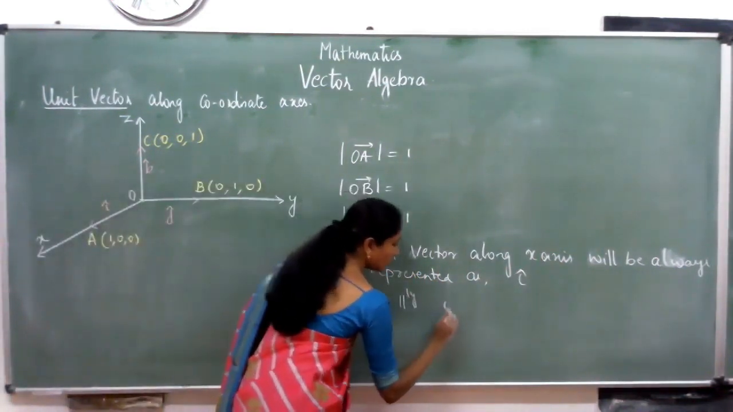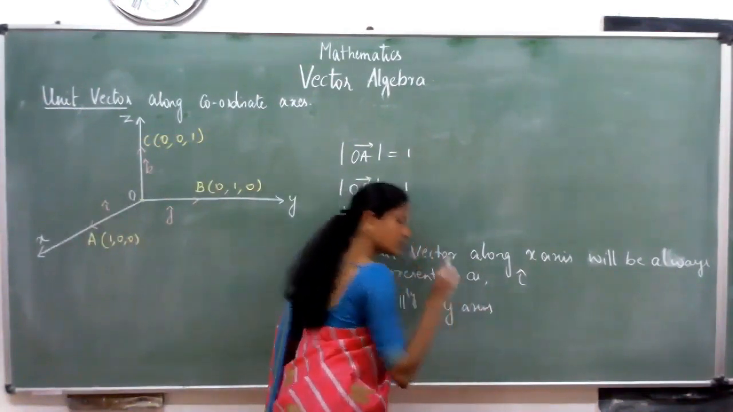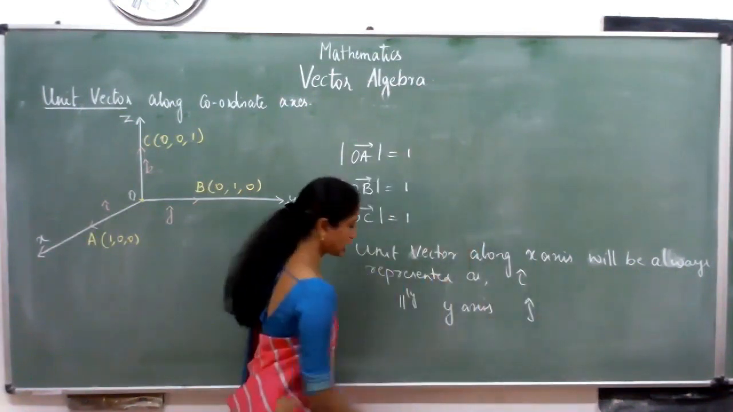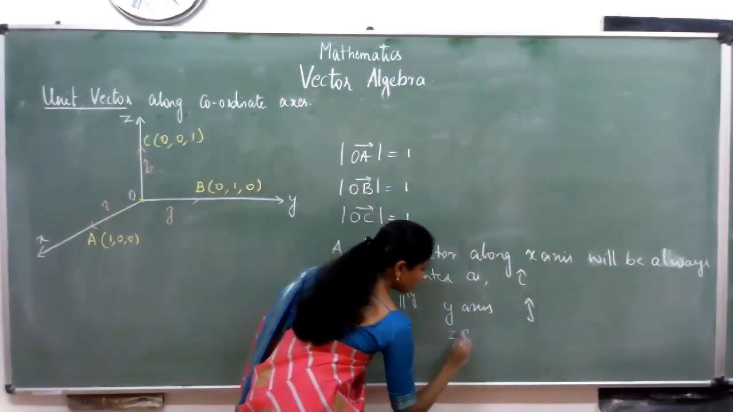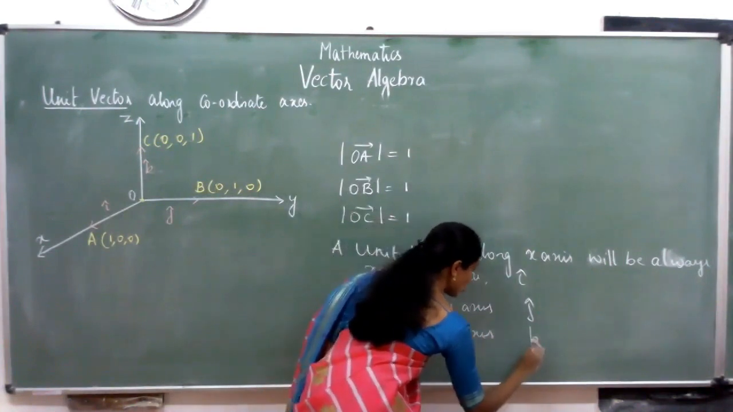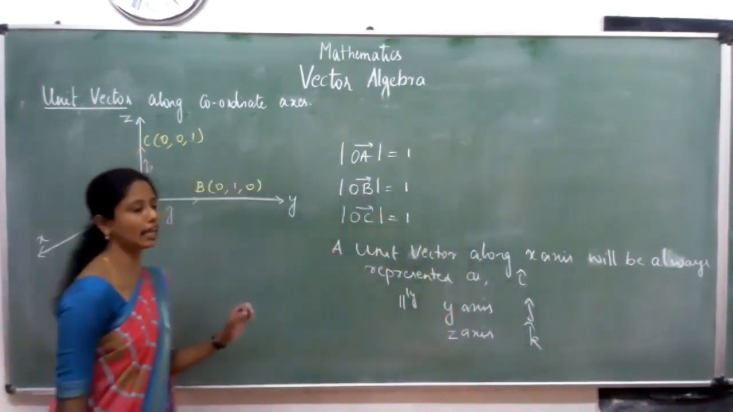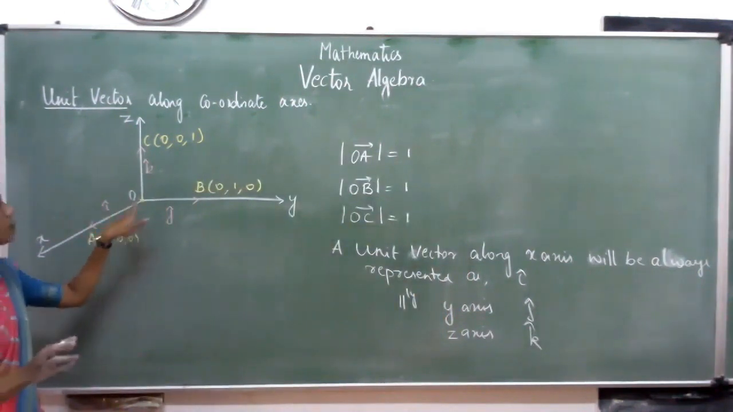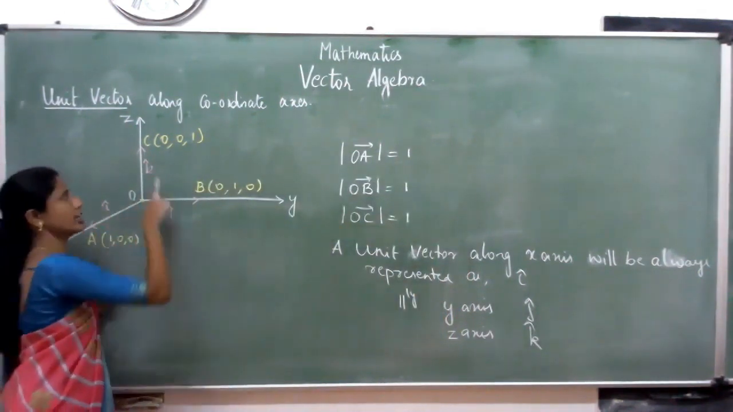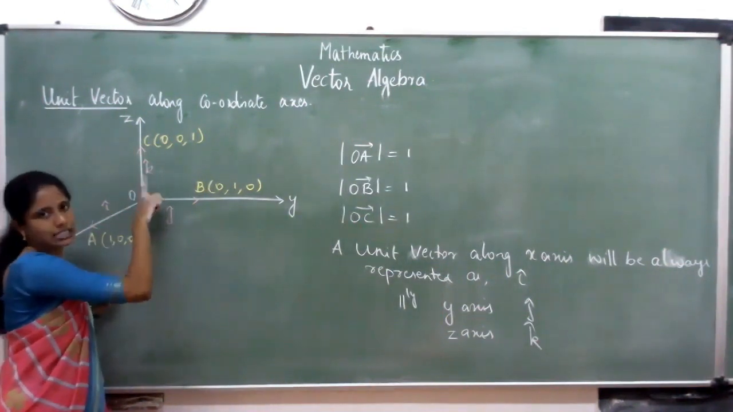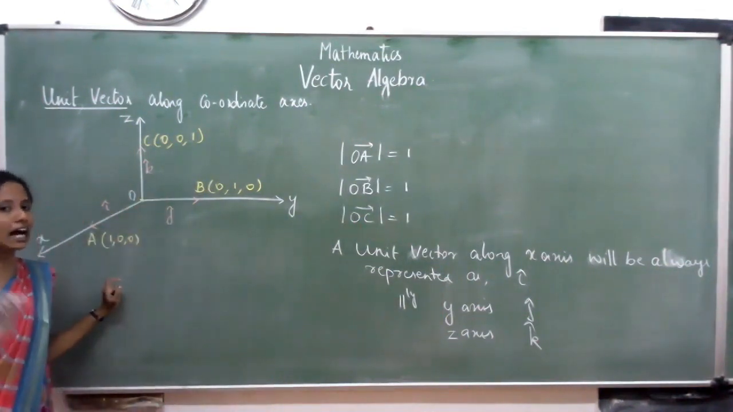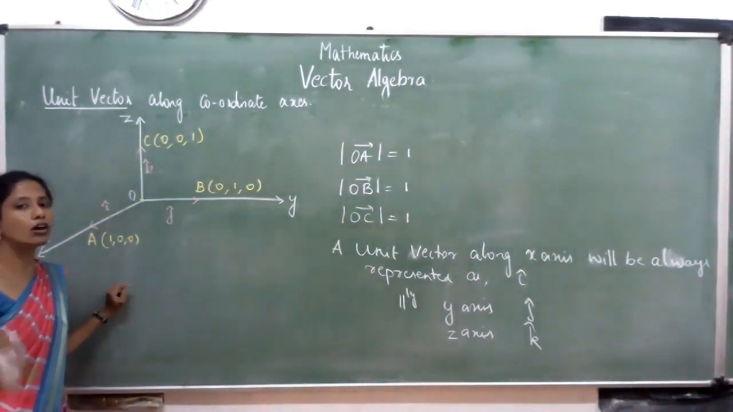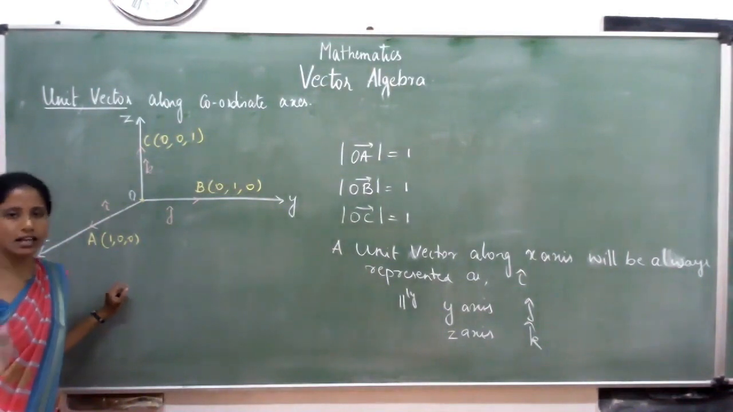Similarly, the unit vector along y-axis we always represent as j cap, and on z-axis we always represent as k cap. So the unit vector along the x-axis is I cap, along the y-axis is j cap, and along the z-axis is k cap. When we say I, j, k cap, this is understood. They are the unit vectors of x, y, and z axis respectively.